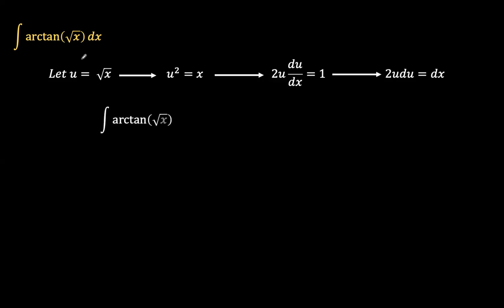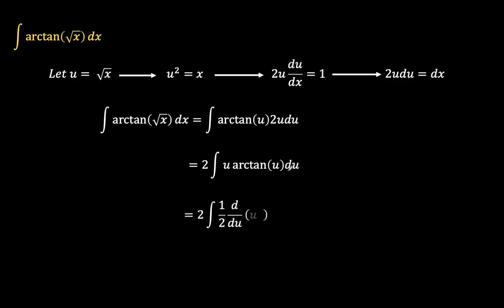And so now the arctangent of square root of x integrated is the same as arctangent. In place of square root of x, we have u. In place of dx, we have 2u du. And so we can pull out the constant, and so we have the integral of u arctangent of u. And now we can also express u as a derivative of u squared times a half, and then times arctangent of u. Now we can use integration by parts, where if you have the integral of the product of U and dV, the result is UV minus the integral of V dU, right?